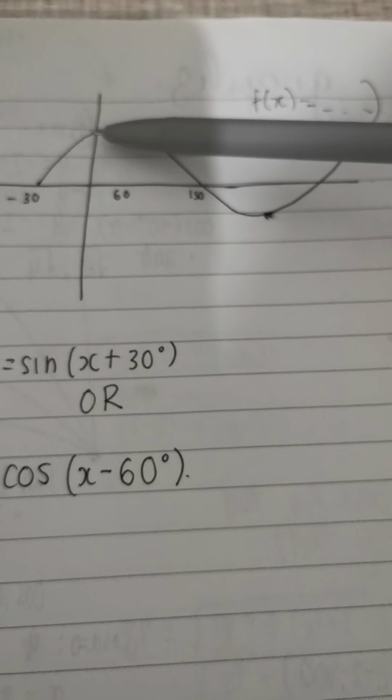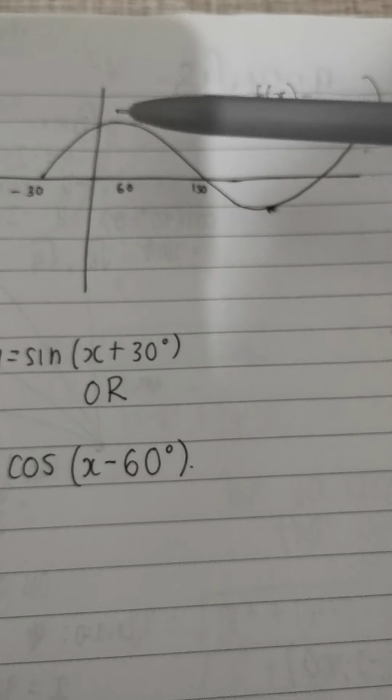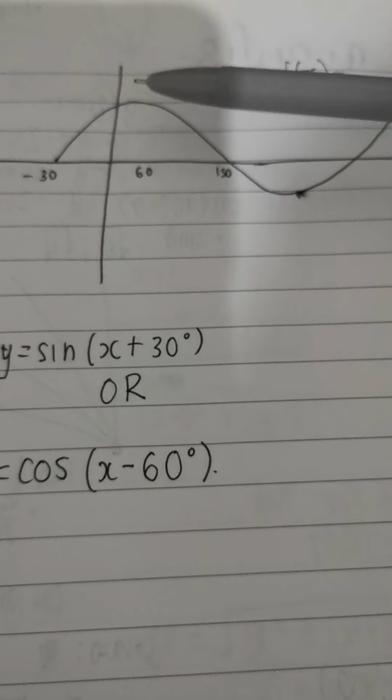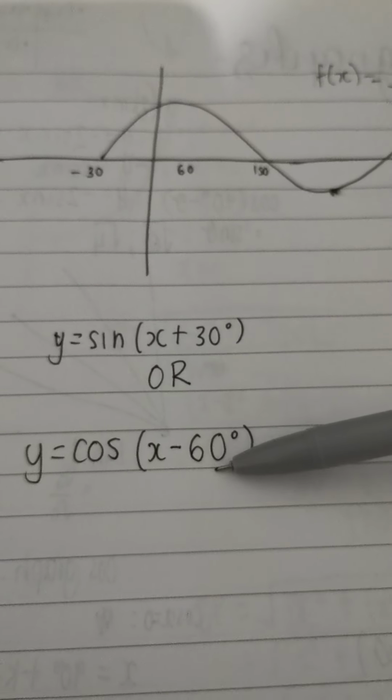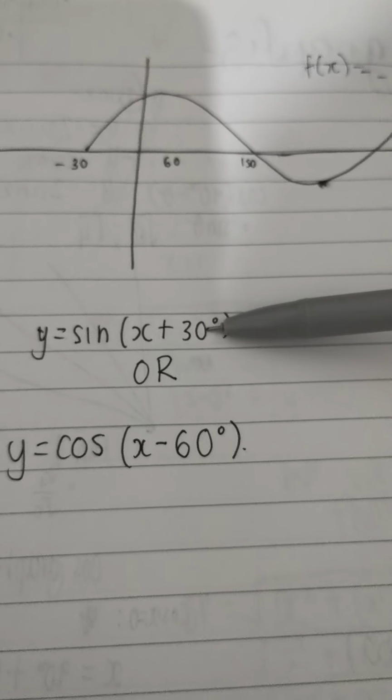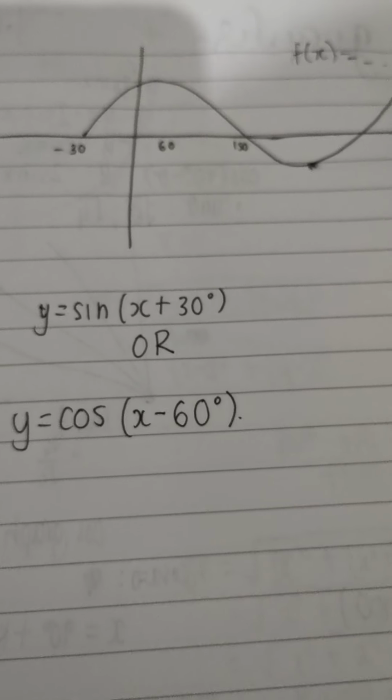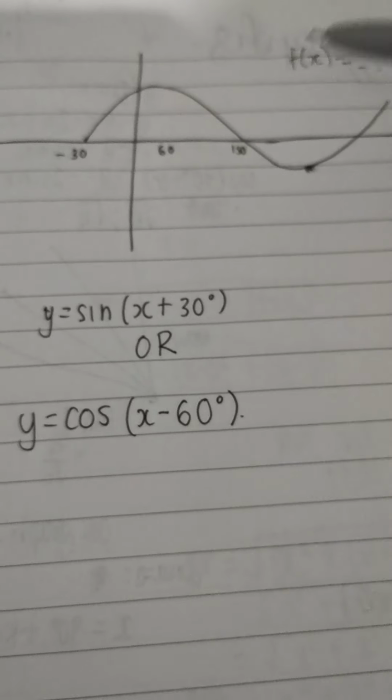I'm implying that this graph, instead of being a sine graph, is a cos graph that got shifted 60 degrees to the right. Remember, I told you right would mean negative, whereas left would mean positive. Okay, now why is this both correct?